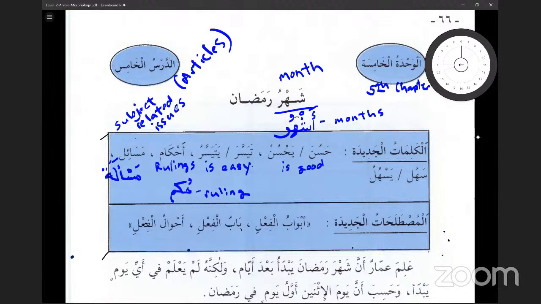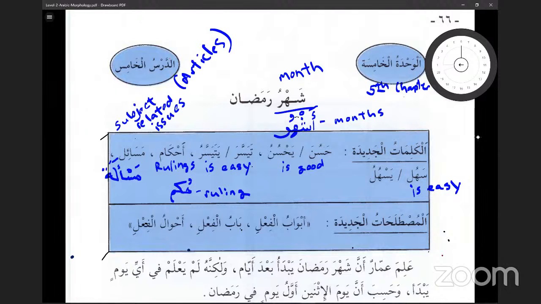Okay? And then our final word here is sahula yashulu. Sahula yashulu takes the same meaning in everyday language, remember? You can use this or that as tayassara yatayassaru, which means is easy or was easy. If you use sahula, it means was easy. Yashulu is easy. So once again, we have shahr, which is month, ashhur, months. Hasuna is good. Yahsunu was good, is good. Tayassara yatayassaru, made easy or was easy, and it is easy.